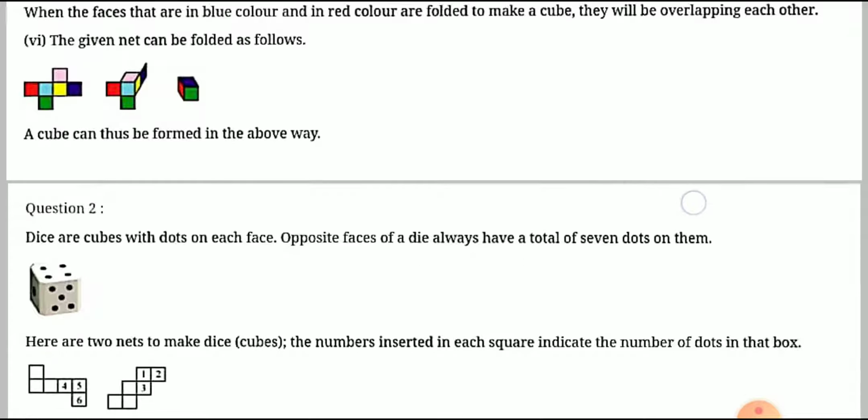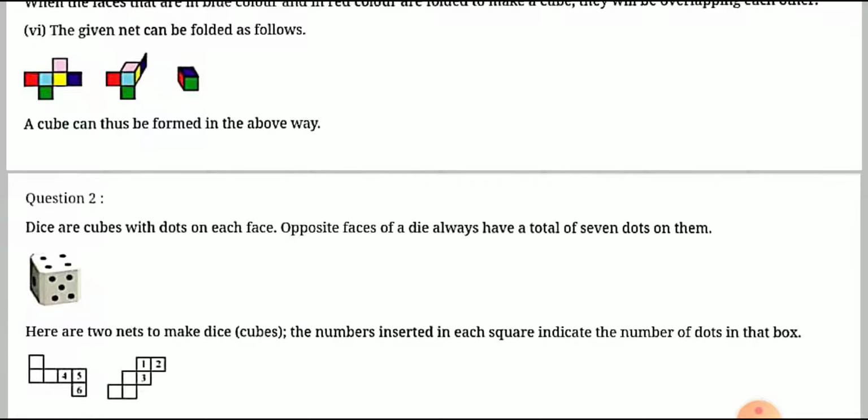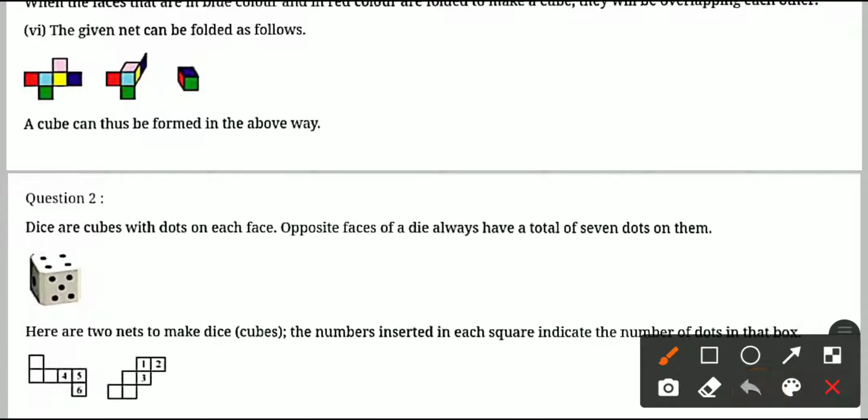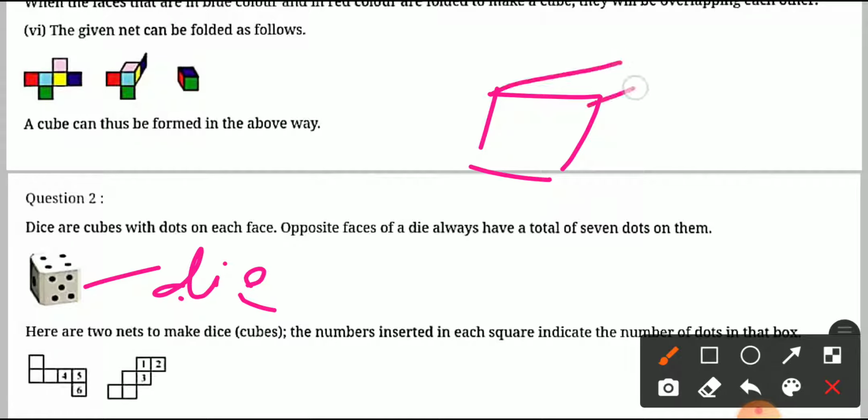Now question number 2. Dice are cubes with dots on each face. Opposite faces of a die always have a total of 7 dots on them. So it is given to us. If you see a die, it means this. This is a die. If you count the opposite face, this is 1. So the opposite of it, what should be there? 6. Why? Because it is saying the total of their opposite faces is always 7.